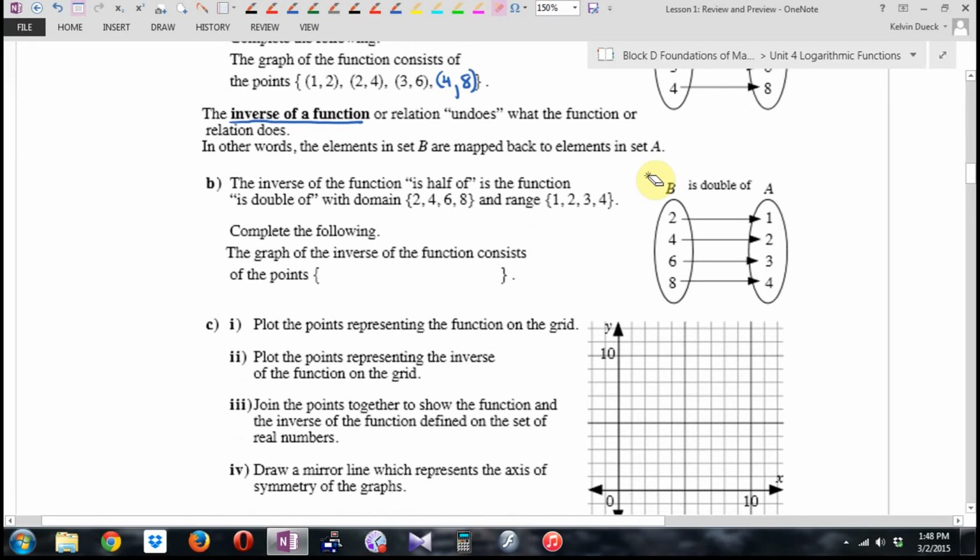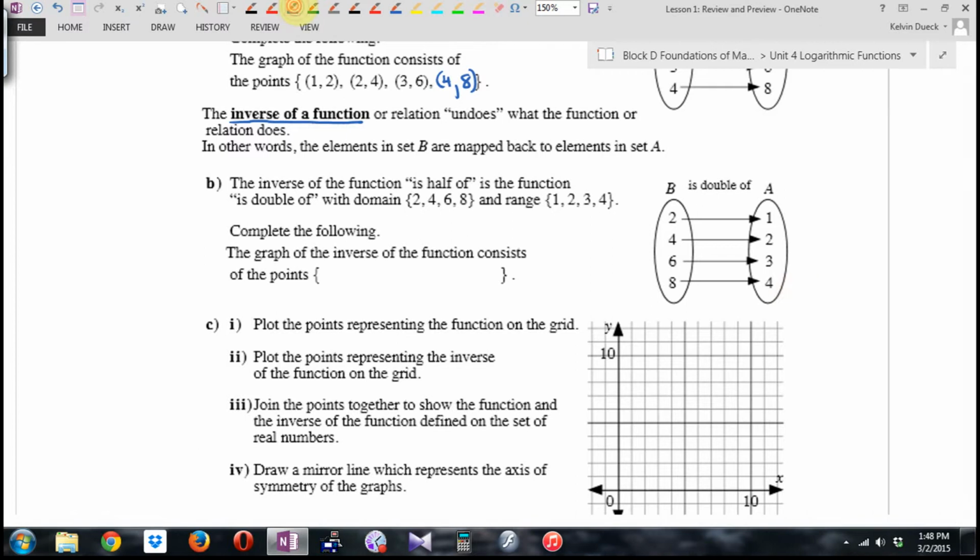The inverse of is half of would be the function called is twice or is double of, with the domain 2, 4, 6, 8. 2 is the double of 1. 4 is twice as big as, is the double of, 2. 8 is twice as big as, is the double of, 4.